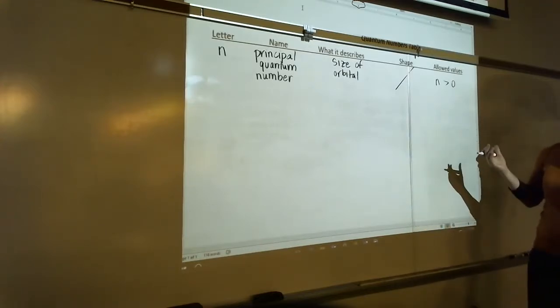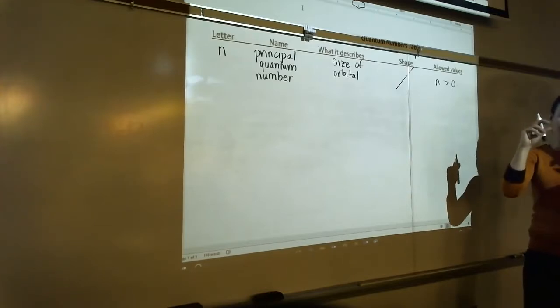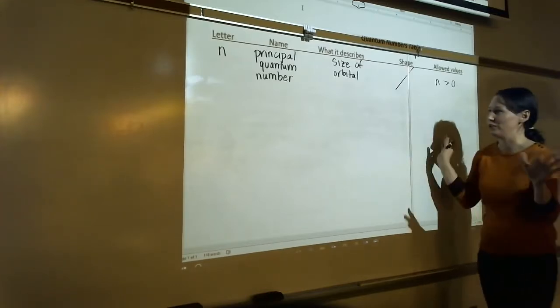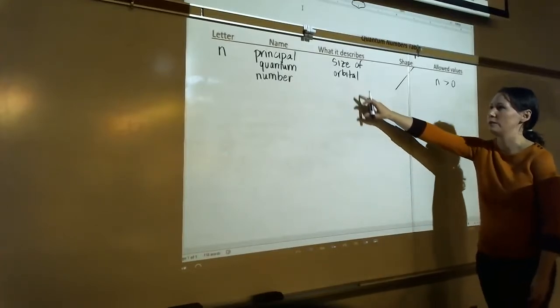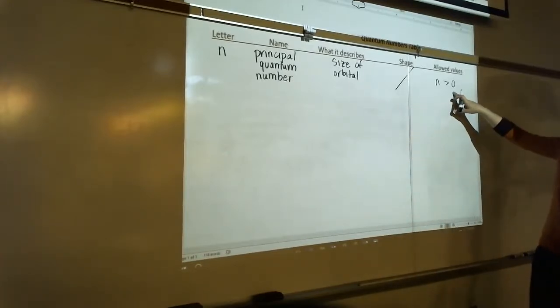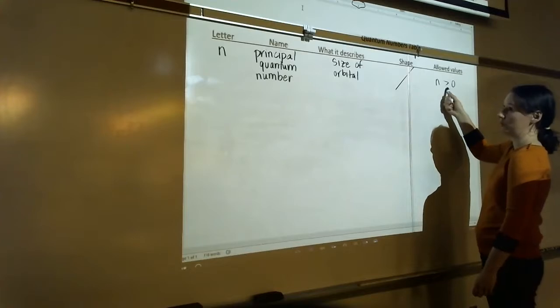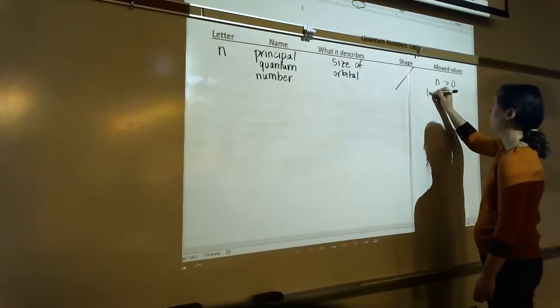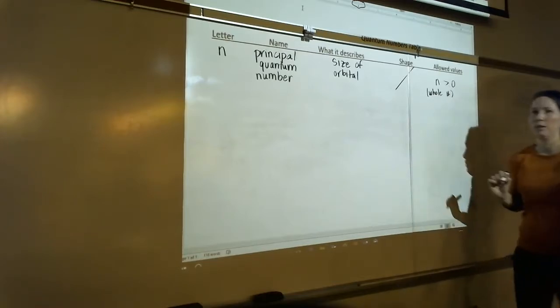So if the size is 0, and that's a bad analogy, because there is a size 0 in clothes, but let's just ignore that for now. You can't draw a circle with a radius of 0. If there's a circle with a radius of 0, it doesn't exist. So therefore, n can be any number greater than 0, not greater than or equal to, just greater than. And then it needs to be a whole number. Okay? No halves.